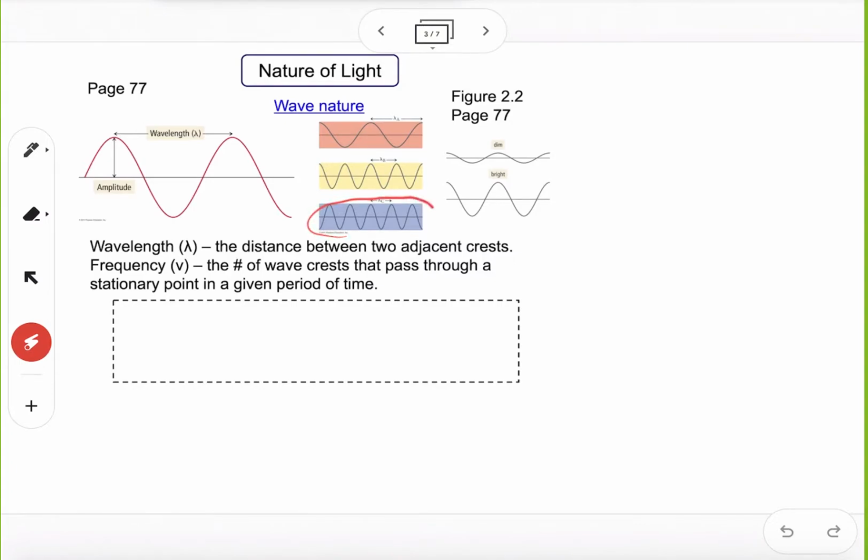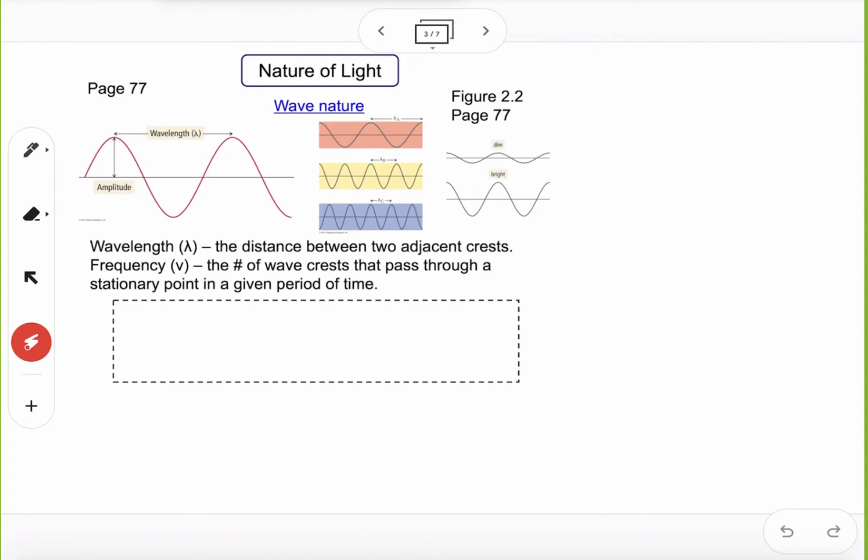And in this blue window, you have five crests. So in the same amount of time, this window has two crests, four crests, five crests. Based on the definition of frequency, we know that the blue wave has the highest frequency because you have more crests than the other two windows, right? The yellow one has a smaller frequency than the blue window, but higher frequency than the red one. And the red window, of course, has the lowest frequency among the three.